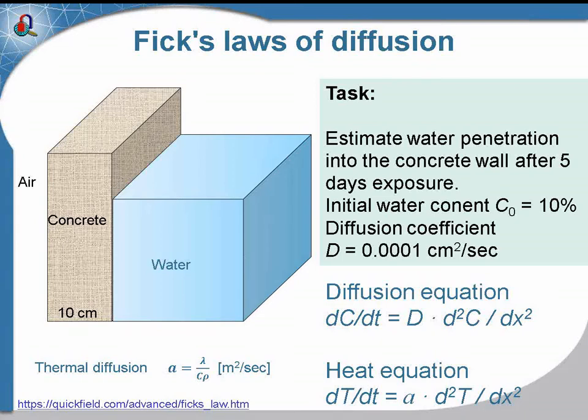This example is dedicated to Fick's laws of diffusion. The case is simple. We have a concrete wall separating air and water regions. The initial value of water content in the wall is 10%. The concrete features some porosity, so the water diffuses through the wall.